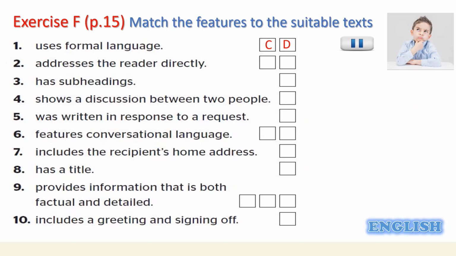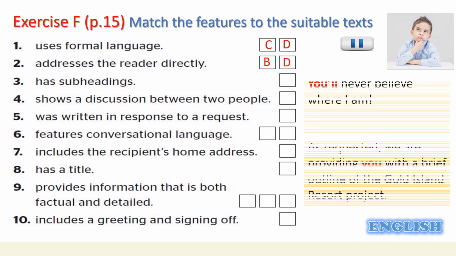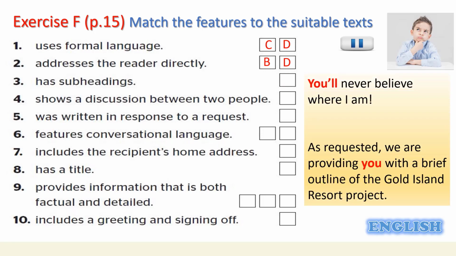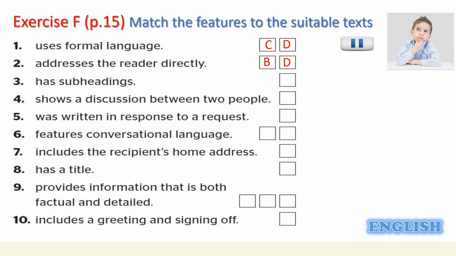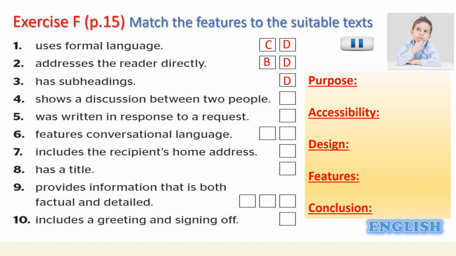The next one, addresses the reader directly. Text B and text D. Very good. You will never believe where I am. Number 3, has subheadings. Only one text has subheadings, which is text D. Very good. Purpose, accessibility, design, features, conclusion. These are the subheadings in text D.